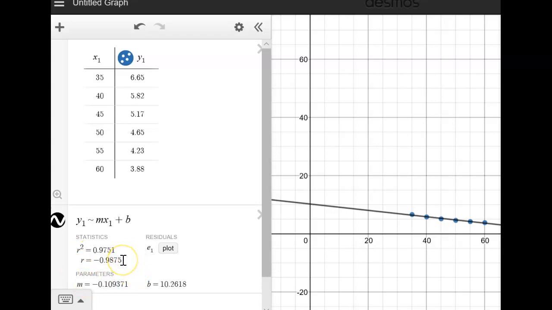Now, if I want to look over here at my correlation coefficient, the R value, it's negative 0.98, so it's very close to -1. So it's a good, solid negative correlation.